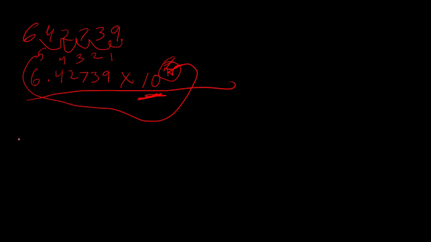Looking at another number, we can do 0.007. So we start with the initial position of the decimal and move it to get to the first whole number. So 1, 2, 3. We moved it to the right, so it would be negative. So we have 7.0 times 10 to negative 3.